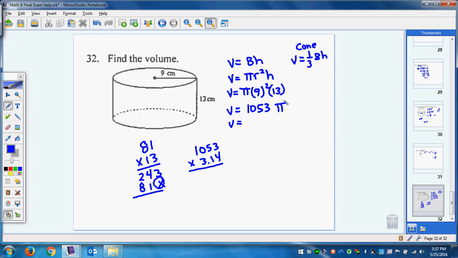If we're lucky, it'll leave the answer in the form of pi, and you would not have to do that extra multiplication. They said it's approximately 3,300 something, so that's what you should get.